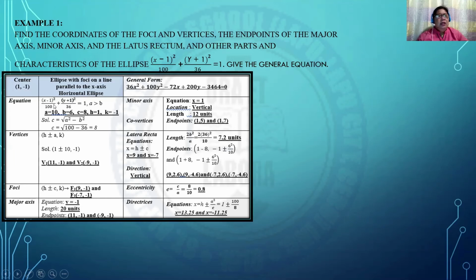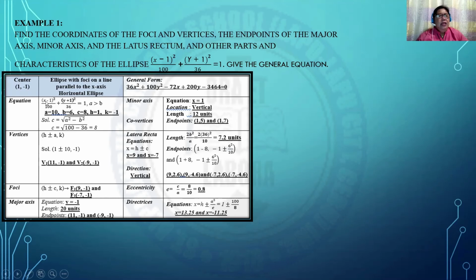The equation is the square of x minus 1 over 100 plus the square of y plus 1 over 36 is equal to 1, where a is greater than b. So, a squared here is 100, the value of a is 10. b squared is 36, the value of b is 6. And c is equal to 8. So, substituting a squared 100 and b squared 36, 100 minus 36 is 64, and the square root of 64 is 8. That is why c is 8.